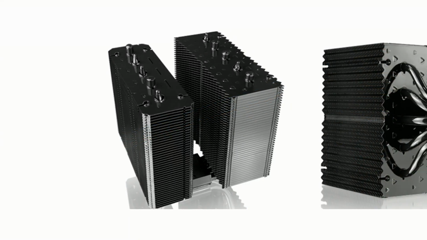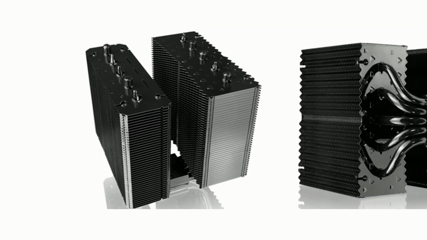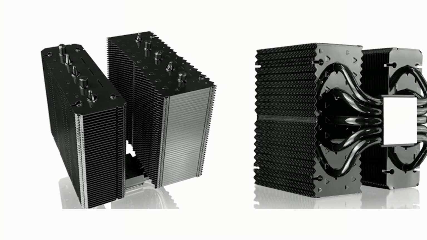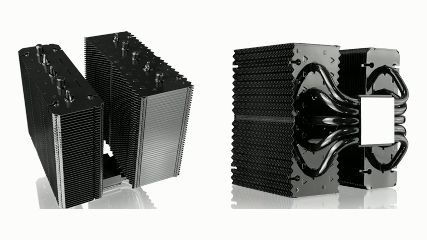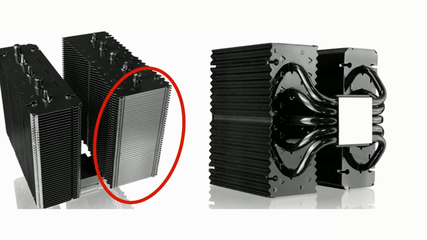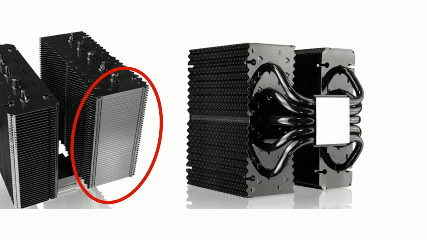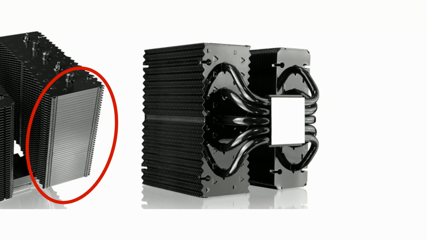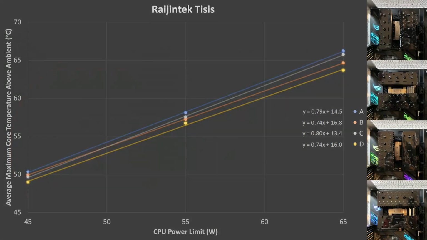Now for the Raijintek Tesis. The Tesis is also a dual tower cooler with 5 8mm heat pipes. There is a difference that might affect the results of this cooler versus the Phanteks cooler though. One of the two towers has the edges of the cooling fins folded over, preventing air from easily passing upward through the tower in a vertical orientation. Let's look at the results. The standard vertical orientation, A, had the highest temperatures, and one of the horizontal orientations, D, had the lowest temperatures.